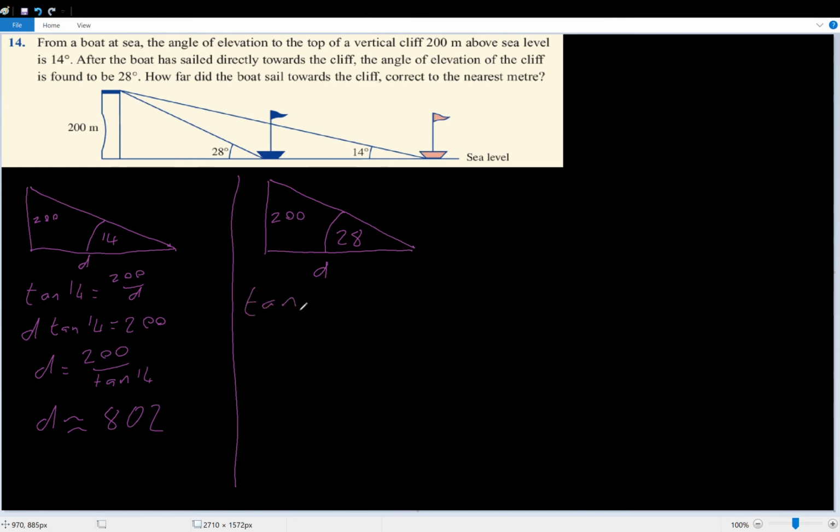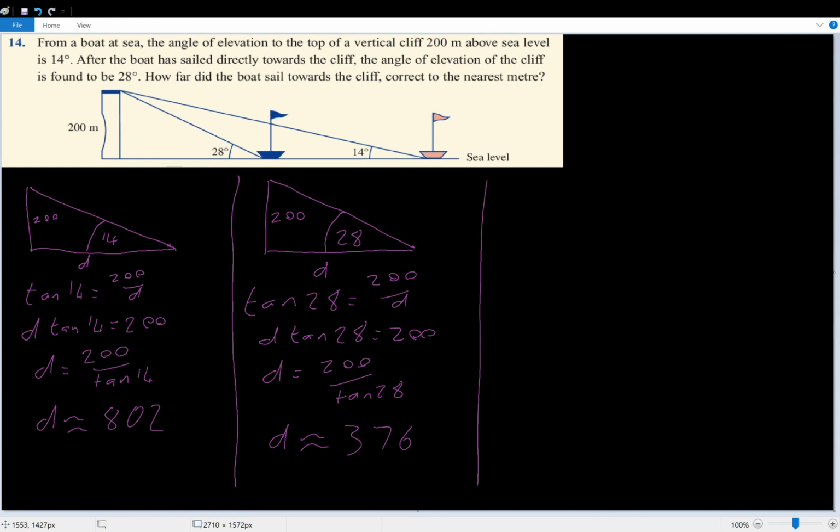So this is going to follow the same process as before. We're going to say tan of 28 is equal to 200 over d, which means d times tan of 28 is equal to 200, which means d is equal to 200 divided by tan 28. So d is approximately 376. Again, that's to the nearest meter. So what we've found now is the distance from the orange boat to the cliff and the distance from the blue boat to the cliff.